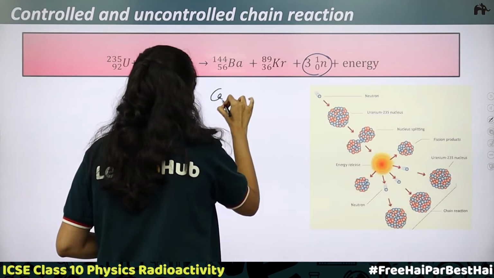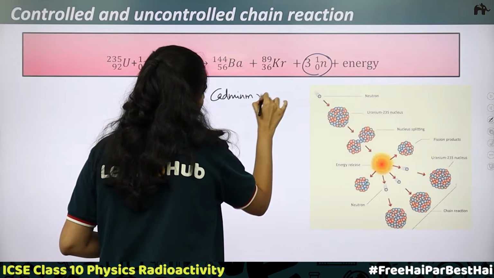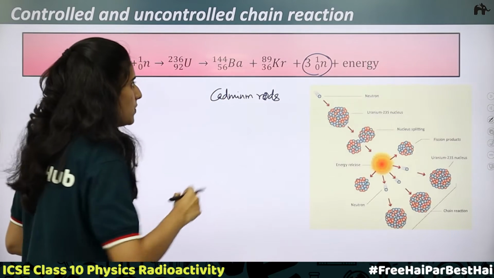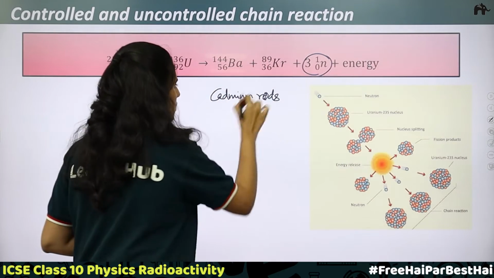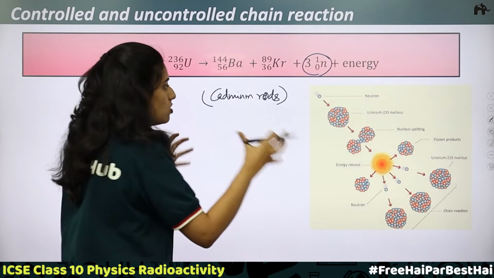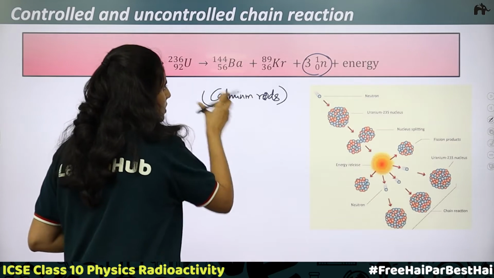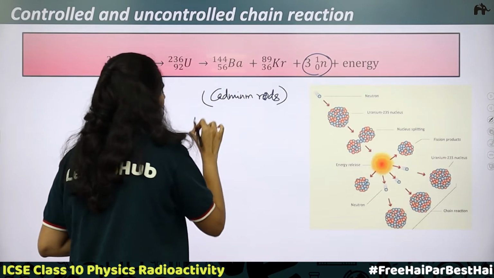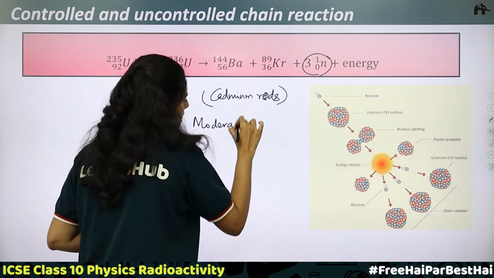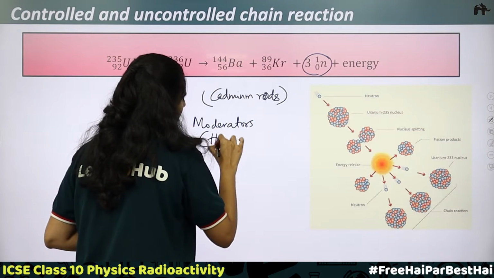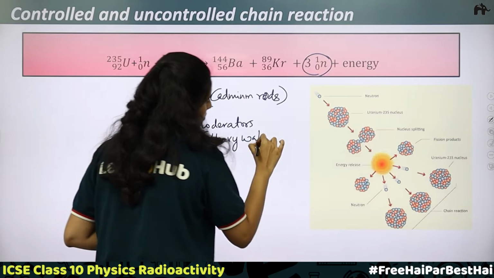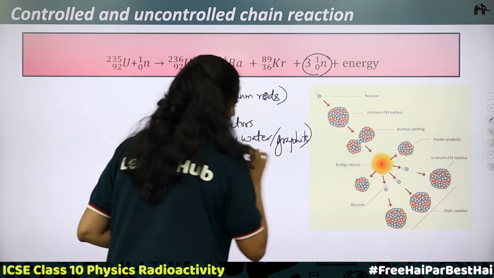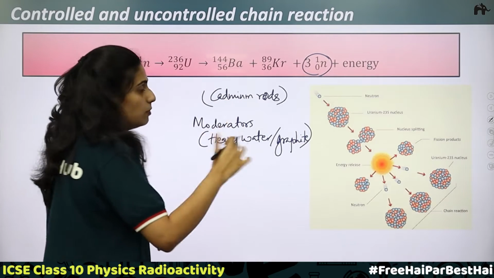Here cadmium rods are used. Using cadmium rods, some neutrons will be absorbed. The other neutrons will cause the chain reaction. So cadmium rods are used for this purpose, to control the chain reaction. Now the reaction's speed can be slowed down. The reaction can be slowed down using moderators. As moderators, here we will be using heavy water or graphite. Using these moderators, the reaction can be slowed down.